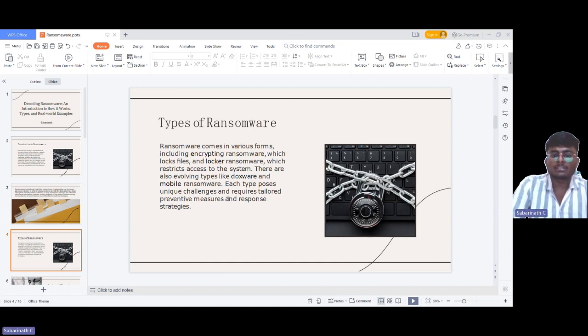Though not as damaging, it can still lead to financial losses. Doxware. Doxware threatens to publish sensitive data unless the victim pays the ransom. This variant capitalizes on the fear of data exposure, potentially causing reputational damage. Now let's see some real world examples.